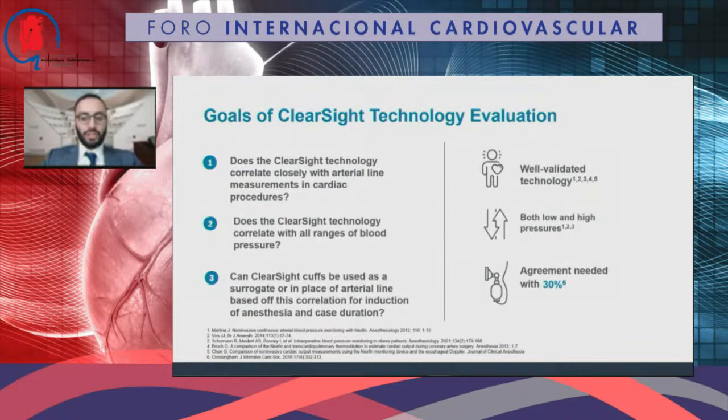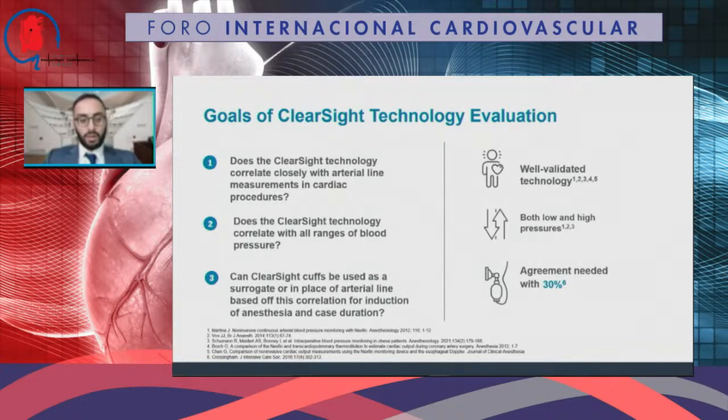So what were the overarching themes of our goals to this technological evaluation? So the first question we ask ourselves, does the ClearSight technology correlate closely with the invasive arterial line measurements that we use in our TAVR procedures? We generally were using a right radial or left radial arterial line, occasionally a brachial arterial line, but most of the time it was a radial arterial line. And so we wanted to know, well, the technology sounds good, it looks good, but does it actually correlate with sort of the gold standard of invasive arterial monitoring?